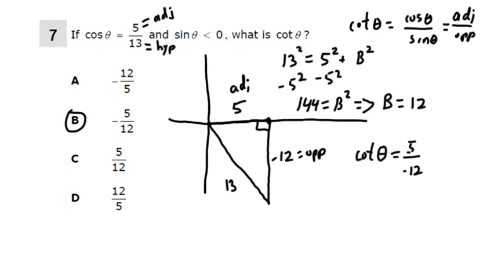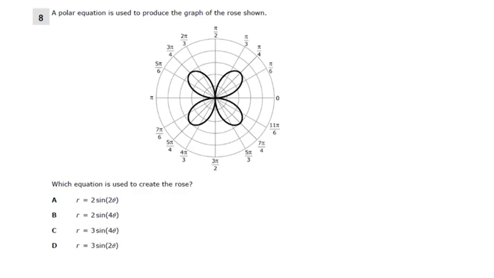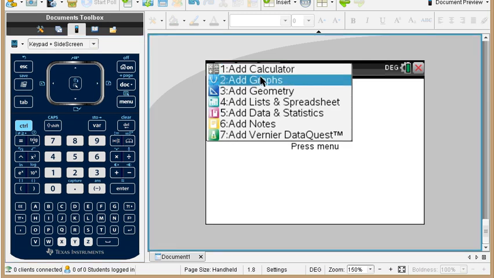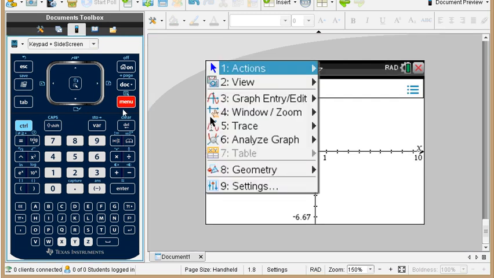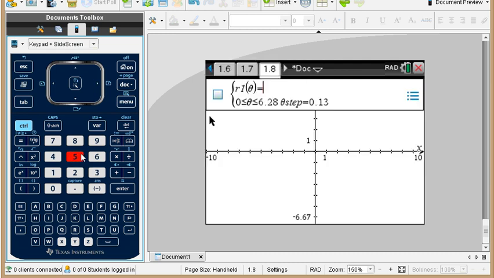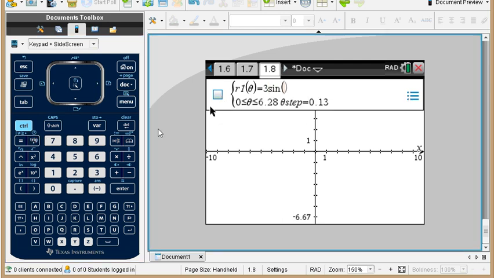8. A polar equation is used to produce the graph of the rose shown. I'm just going to graph answer choice D. Add graph, and go to menu, graph entry, edit, and polar. We're going to put in 3 sine 2 theta. And for theta, we press that pi key and go over to the right. Press that, we get this.